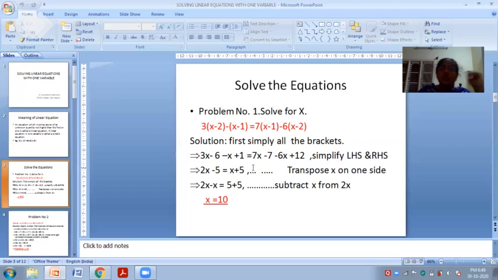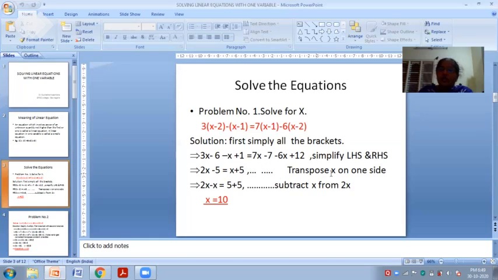Next, come to this side. So here 7x minus 7 is equal to minus 6x plus 12. Here 7x and here minus 6x. Therefore, how much is remaining? 7 minus 6 means 1 only. That means 1x. Next, minus 7 and plus 12. How much is remaining? That is 12 minus 7, which is equal to plus 5.